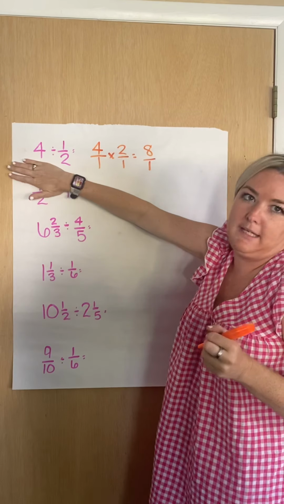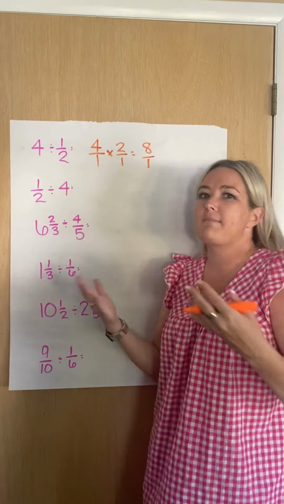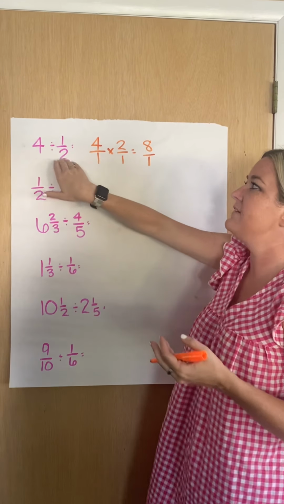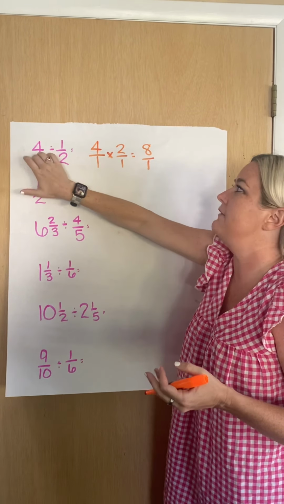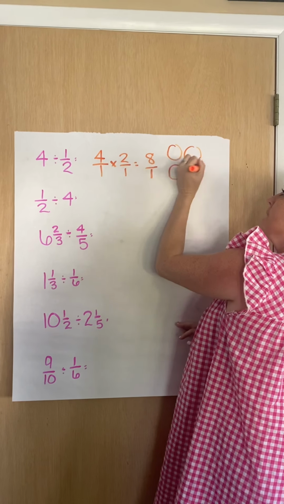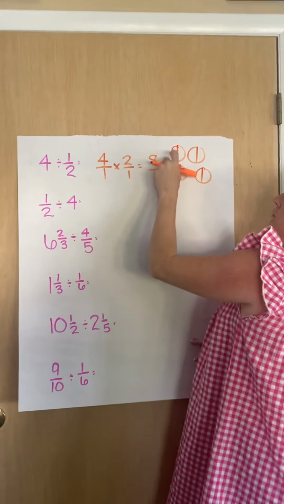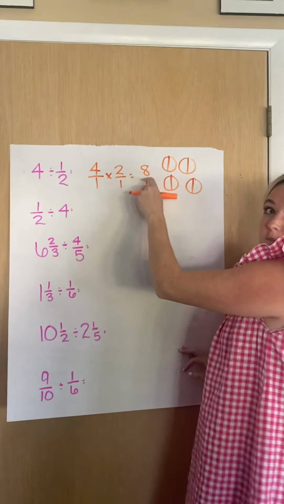So what does this mean if you're doing 4 divided by 1/2? If you have a word problem, you're trying to figure out, is it 4 divided by 1/2? Is it 1/2 divided by 4? I'm trying to figure out how many 1/2s are in 4. So if I have 4, and I'm trying to see how many halves are in it: 1, 2, 3, 4, 5, 6, 7, 8, and that would be my answer.